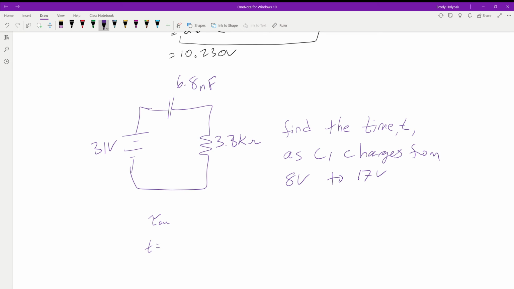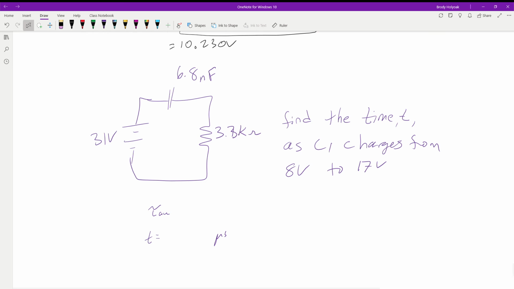And the time in this case is going to be given to us in microseconds. So what we're looking for is we want to find the time that it goes between these 2 points. So what we have to do is find how much time does it take to get to 8 volts and how much time does it take to get to 17 volts.